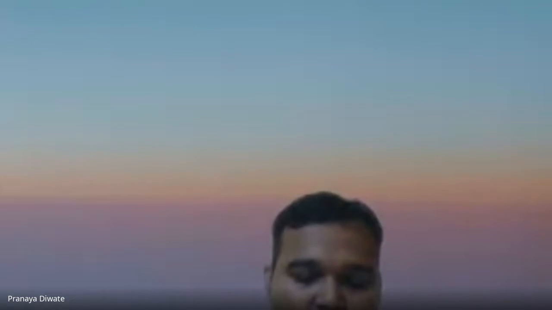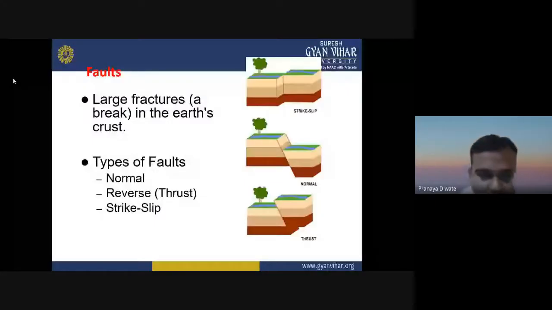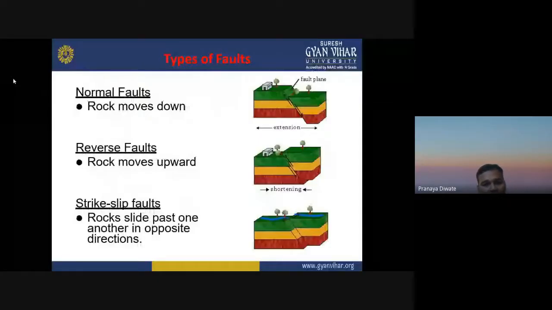Now, what is meant by fault? Fault is nothing but a displacement of the rock block. If you have two rock blocks, they can be displaced relative to each other. That is known as a fault. Then the different types of faults: we have a normal fault, a reverse fault, and a strike-slip fault.